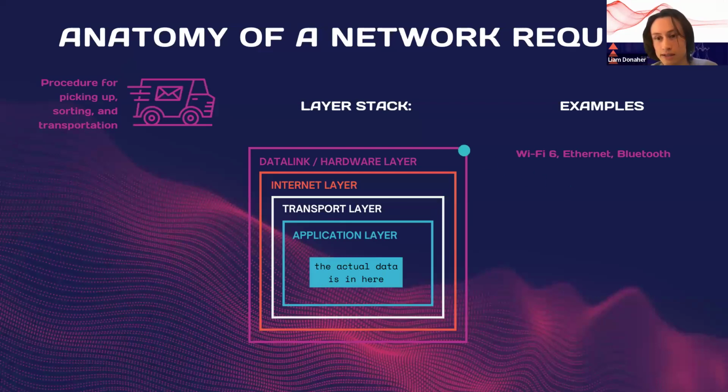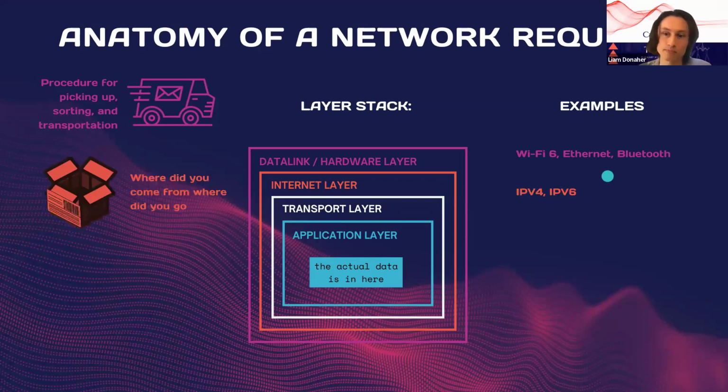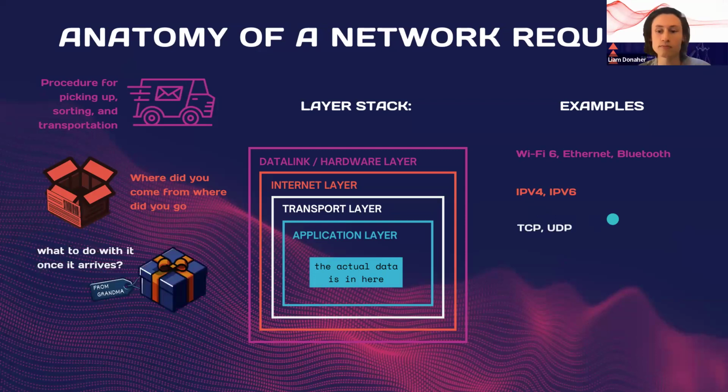So you can think of the data link layer as the postal service picking up your package, like FedEx or UPS. There's a different protocol associated with each piece of hardware the data has to go through, like Ethernet, Wi-Fi, or Bluetooth. The internet layer tells the data what IP address it's going to. So this is very similar to how you'd address a letter. If you're transporting data over the internet, you'll probably use some version of the internet protocol. IPv6 is the most recent one, but a lot of internet traffic is still using IPv4.